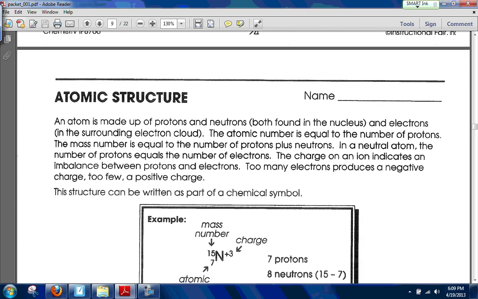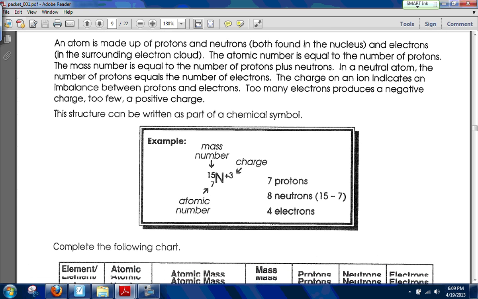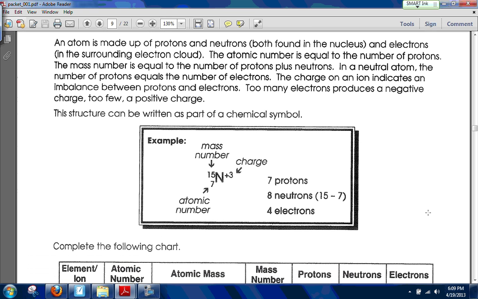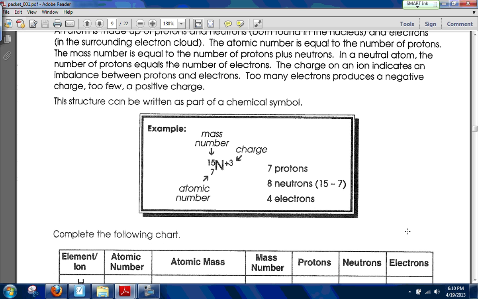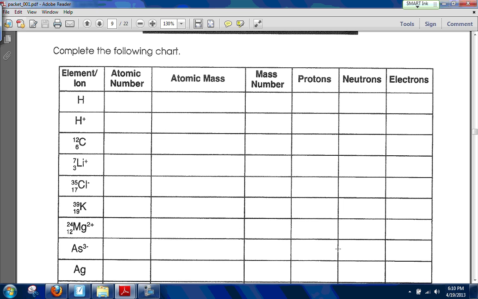Atomic structure. The atom is made up of protons, neutrons, both found in the nucleus, and electrons in the surrounding electron cloud. Y'all know that. The atomic number is equal to the number of protons. The atomic mass is protons plus neutrons. Electrons are the same as the protons unless you have an ion, in which case everything changes.